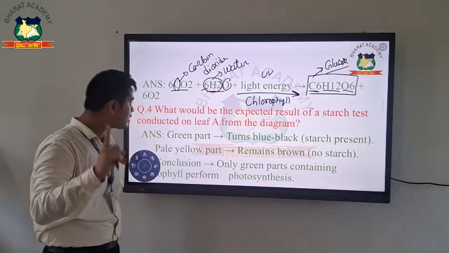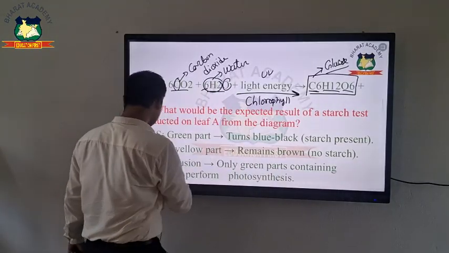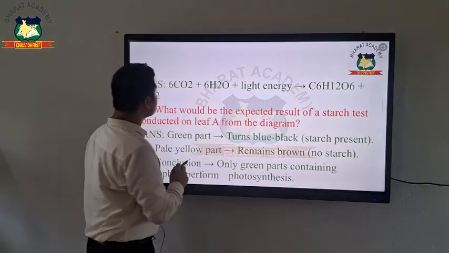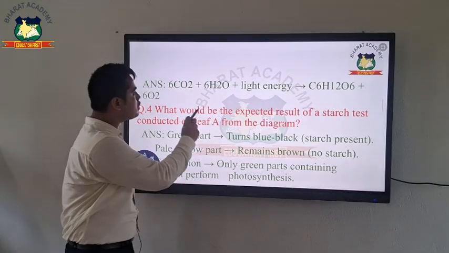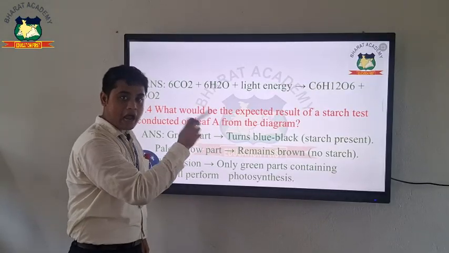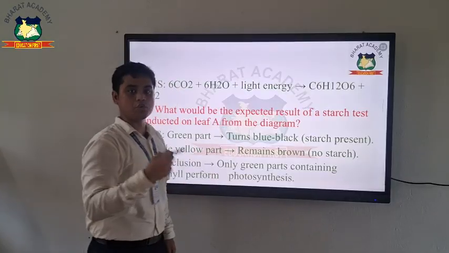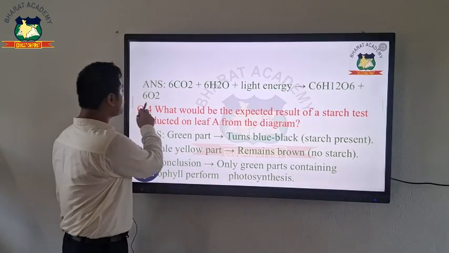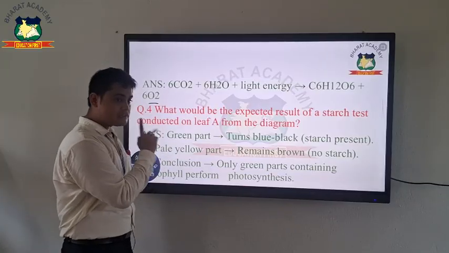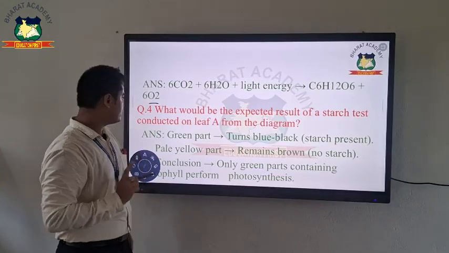So the correct equation is 6 molecules of carbon dioxide along with 6 molecules of water, with the light energy, that is the sunlight, and in the presence of chlorophyll, forming C6H12O6, that is glucose, and along with 6 molecules of oxygen. So this is the exact chemical equation of photosynthesis.